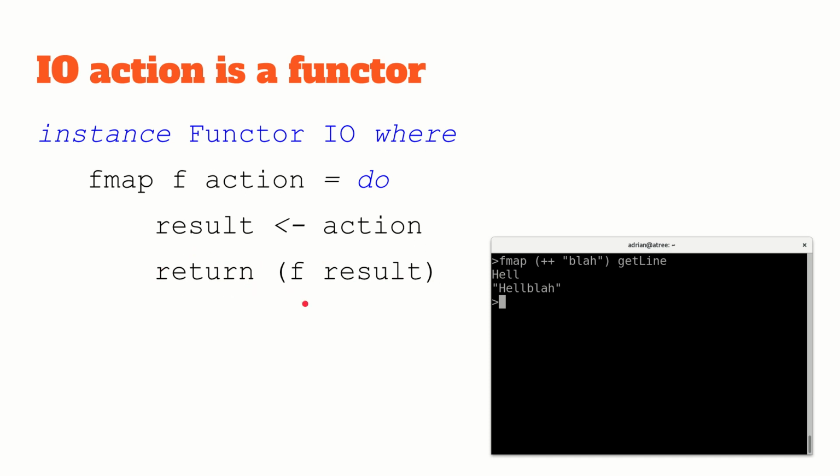And return is not what it is in C# and other object-oriented languages. Return is a function that puts a value in the context of an IO type. So we'll come to that a bit later, but return is not a keyword. Return is a function, and that function just wraps our value and says now we've got an IO result, similar to getLine.